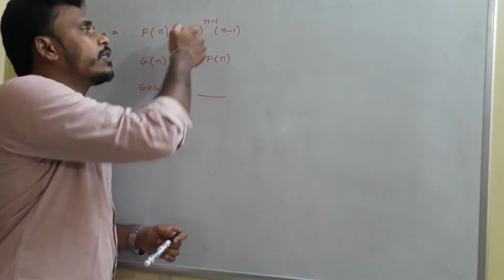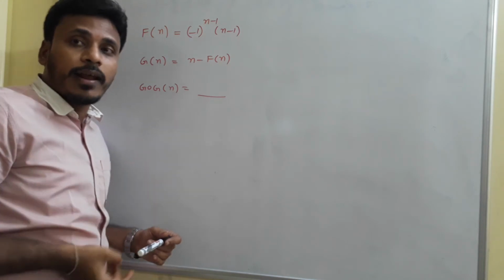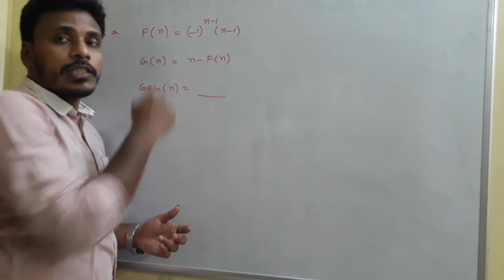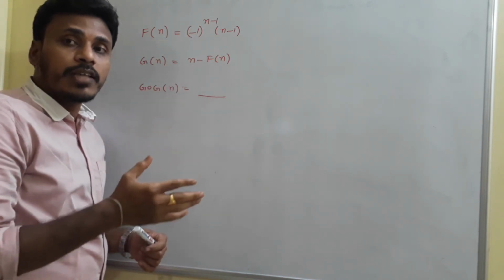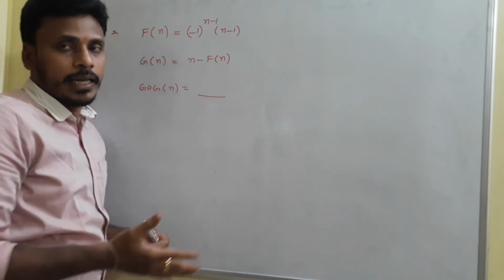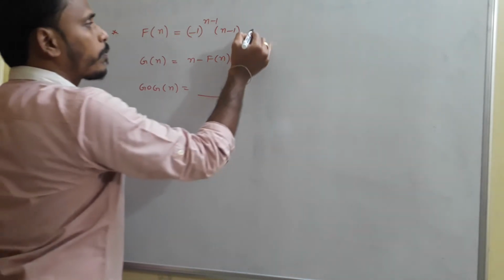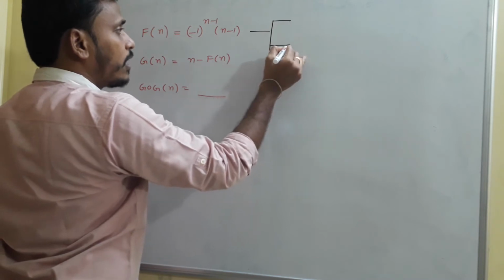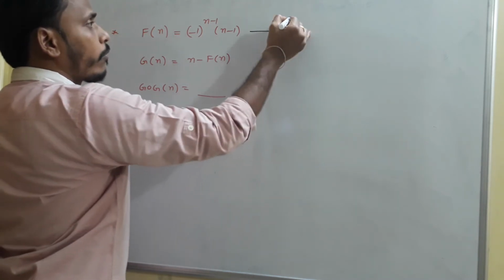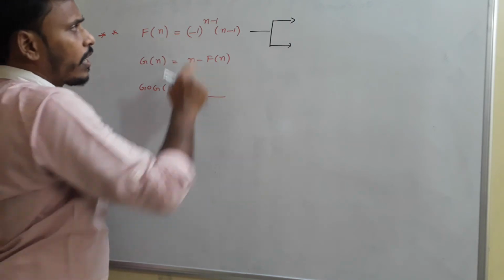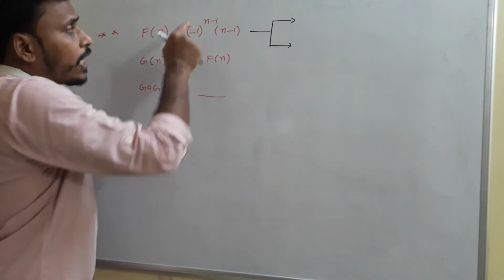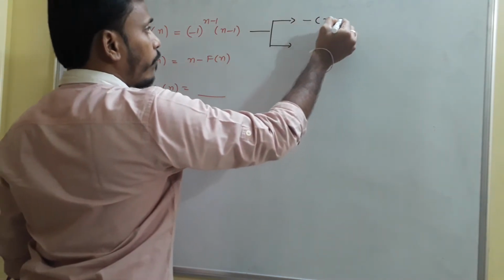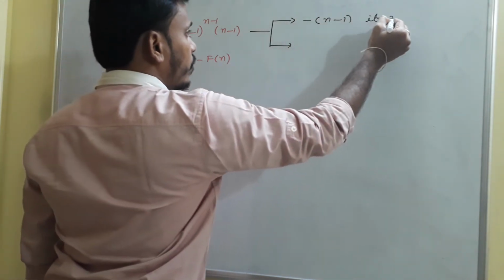But this f of n is involved with that minus 1 to the power n minus 1. We are familiar, if the power is even, this minus 1 will become 1. If the power is odd, the minus 1 will become minus 1. First of all, I will split this problem in two ways: whenever n is even and whenever n is odd. Suppose n is an even number, n minus 1 is odd, so it becomes minus of n minus 1 if n is even.